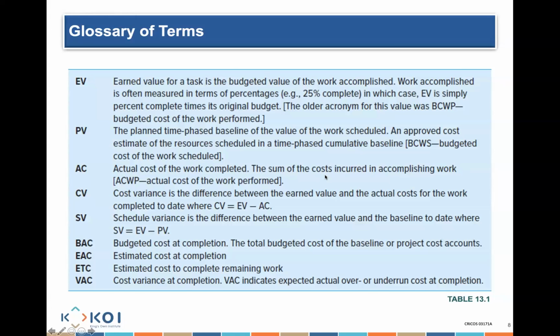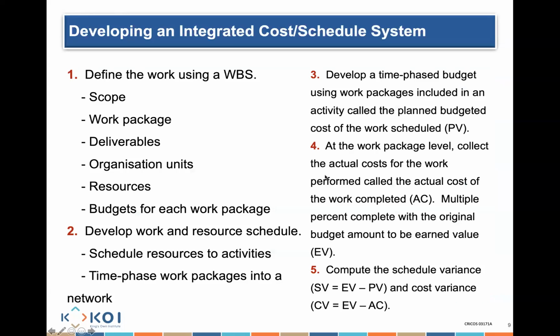Alrighty, very, very good. All right, so guys, we need to develop an integrated cost and schedule management system. How do we do it? Well, we need to go to these basics. We need scope, we need a work package, we need deliverables, we need organizational units, we need resources, we need budgets. When we have all of these, starting from understanding what we need to do, we basically develop a work and resource schedule. So we basically say, all right, what are the scheduled people I'm going to be needing at any point of time?